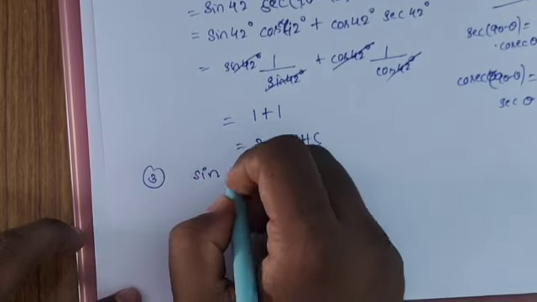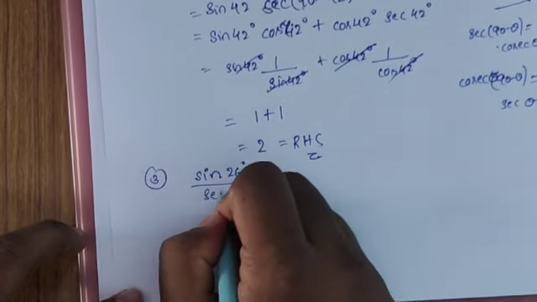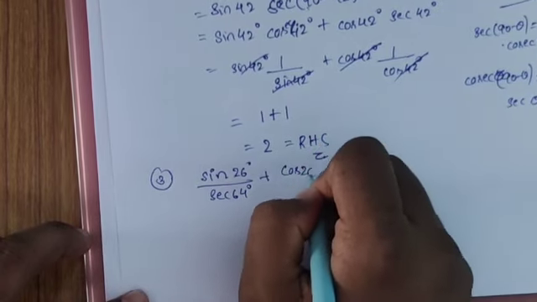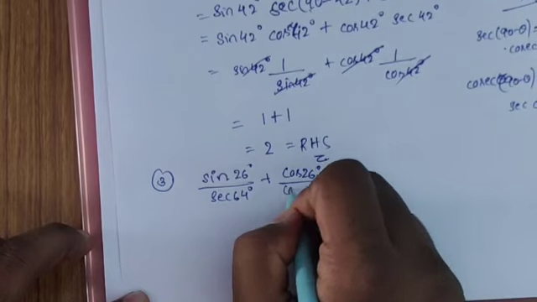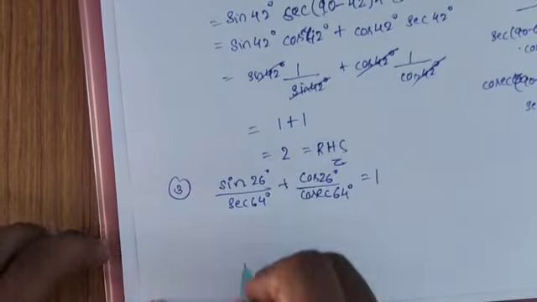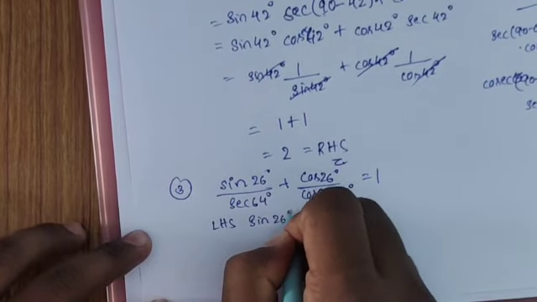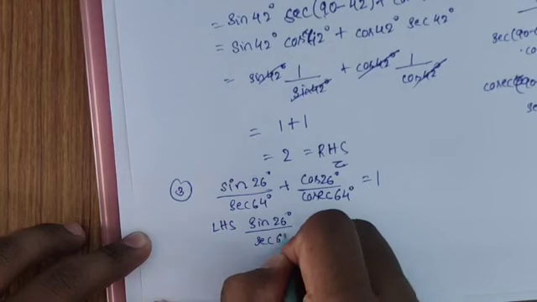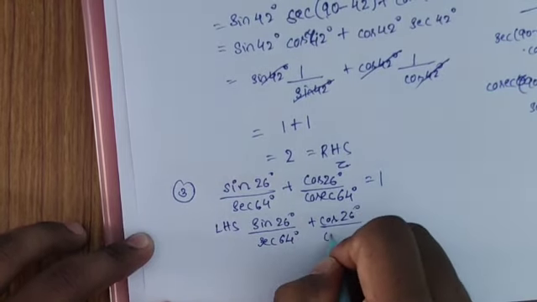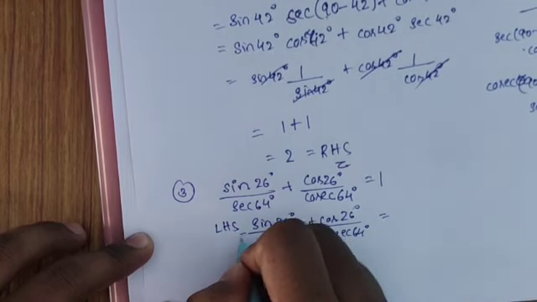Now by the same way, third question, how to solve this? What we have in the third question is sin of 26 degree dividing by secant of 64 degree plus cos of 26 degree dividing by cosecant of 64 degree should be equal to 1. We need to show this. So consider LHS, sin of 26 degree dividing by secant of 64 degree plus cos of 26 degree dividing by cosecant of 64 degree. So what to change here?